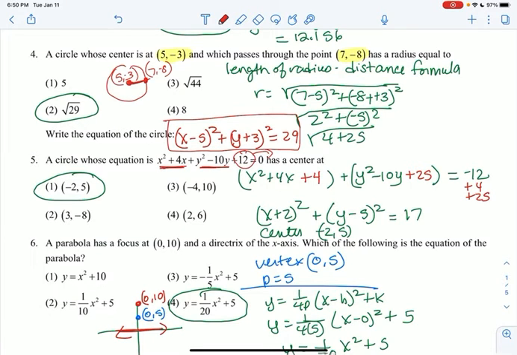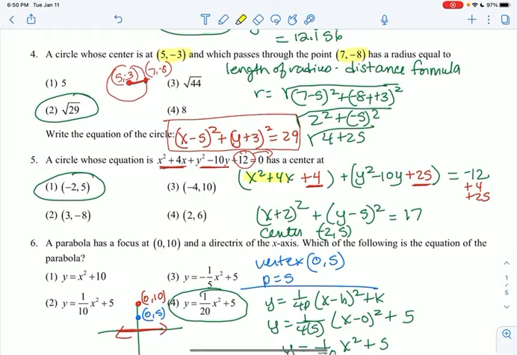So let's complete the square for the x's. Half of 4 is 2, 2 squared is 4. If you add 4 on to the left, you have to add on 4 to the right. Y squared minus 10y, I take half of negative 10, which is negative 5. Negative 5 squared is 25. If I add 25 to the left, I have to add 25 to the right.